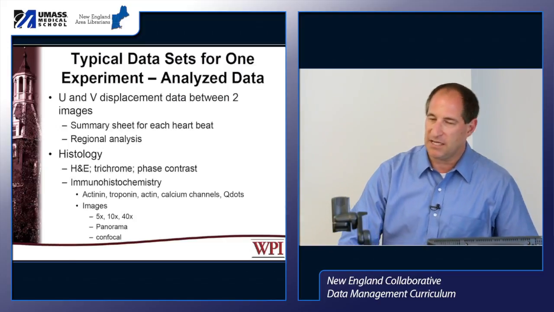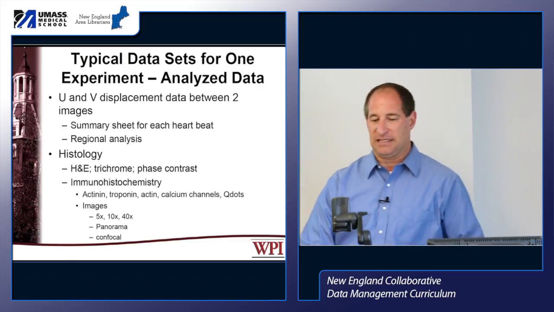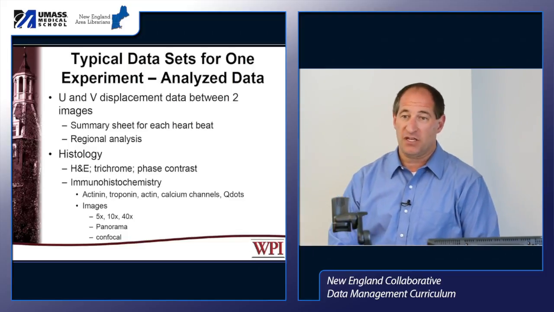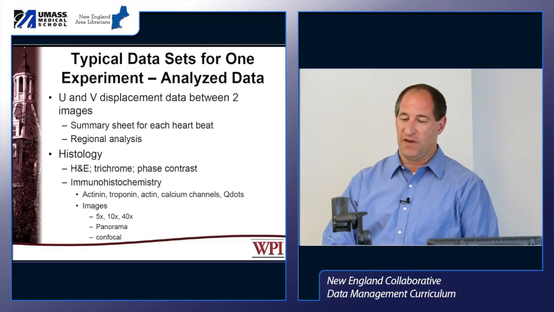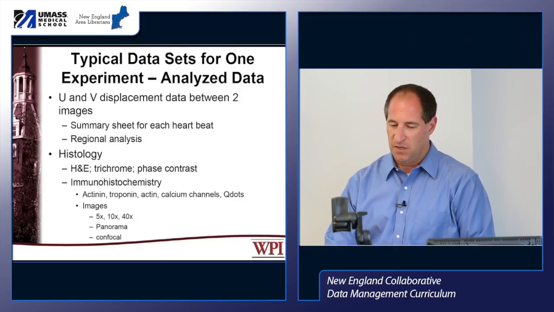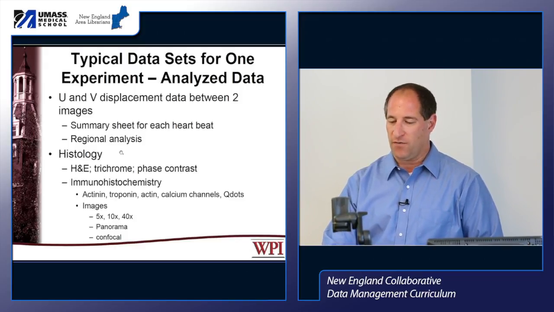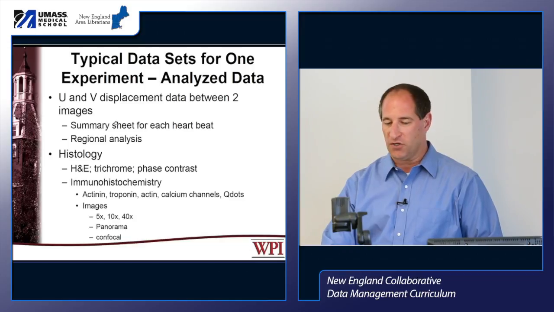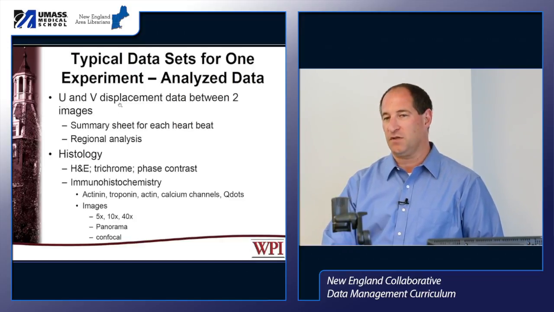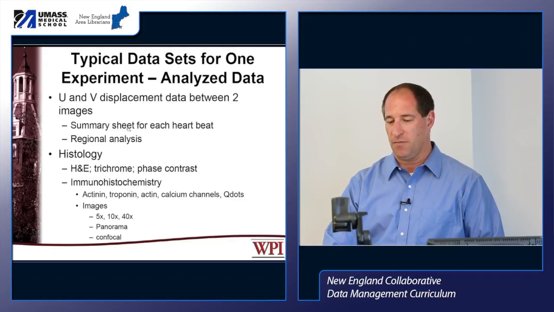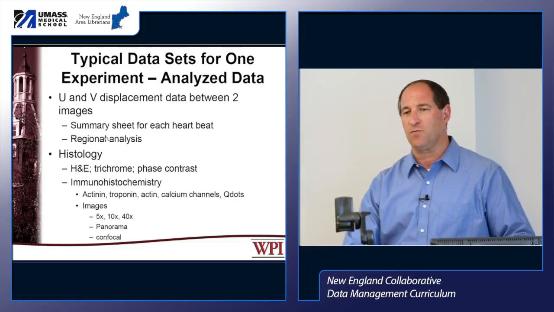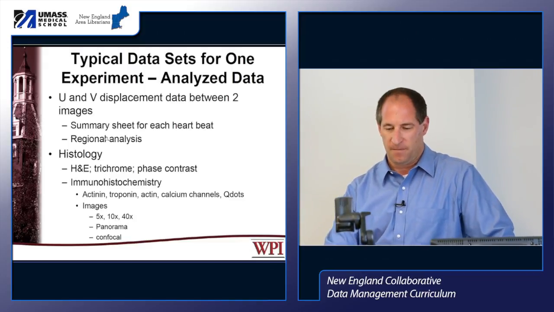So the typical data sets for one experiment in regards to the analyzed data include these displacements in the X and Y direction. We call that U and V between two images. And so we'll have a summary sheet of that for each heartbeat, and that'll be a series of U and V displacements for each image. A heartbeat will have at least 30 images in it, and so we'll have the U and V displacement for at least 30 images in that one summary sheet. From that, we can do regional analysis and look at how small regions on the heart are contracting.